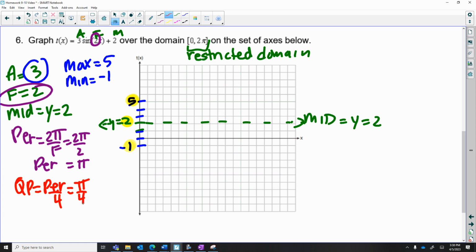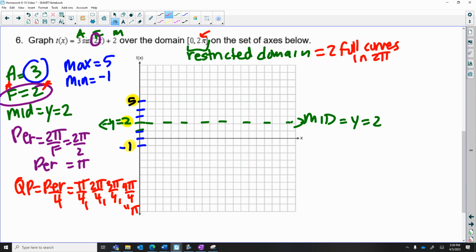This means along the x-axis, I'm going to count 1 pi over 4, 2 pi over 4, 3 pi over 4, 4 pi over 4. But if we stop there, are we going to do it all the way to 2 pi? No, one full curve is going to equal pi, right? So we're basically going to have to do 2 full curves in 2 pi, and that is the concept of the frequency. We will see 2 full curves in 2 pi, and that's what they want from us, okay?